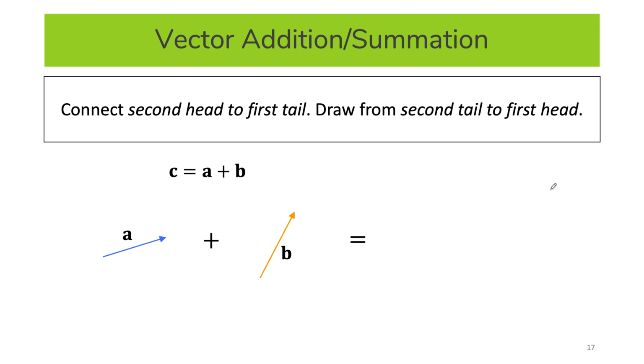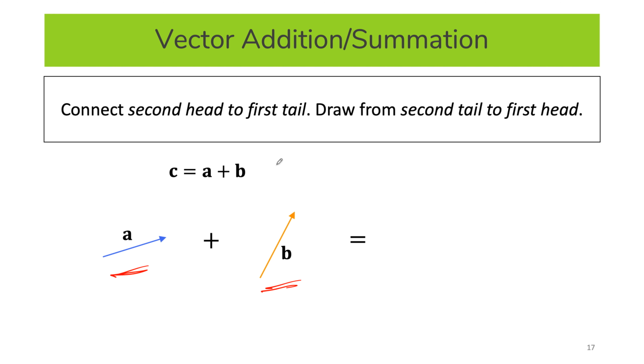Adding two vectors graphically is easy, and it helps you to see where the resultant vector is going. Let's say that we have a vector A over here and a vector B over there. We want to add them, and let's call it C. C is equal to A plus B. I always remember this: I'm going to connect the second head to the first tail, and then draw from the second tail to the first head. I usually say, head to tail, and draw tail to head.